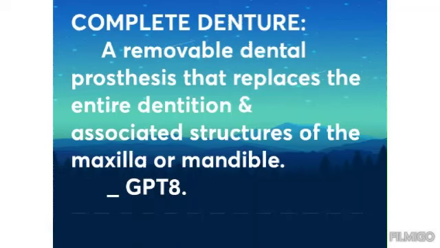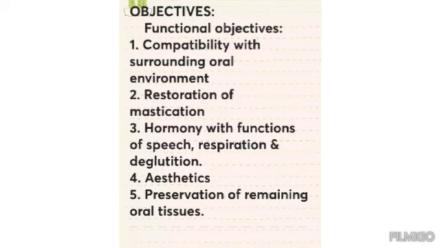Let's see about complete denture. It is a removable dental prosthesis that replaces the entire dentition and associated structures of the maxilla and mandible. This definition is given by GPT-8. So a complete denture is a removable dental prosthesis that replaces the entire dentition and associated structures.